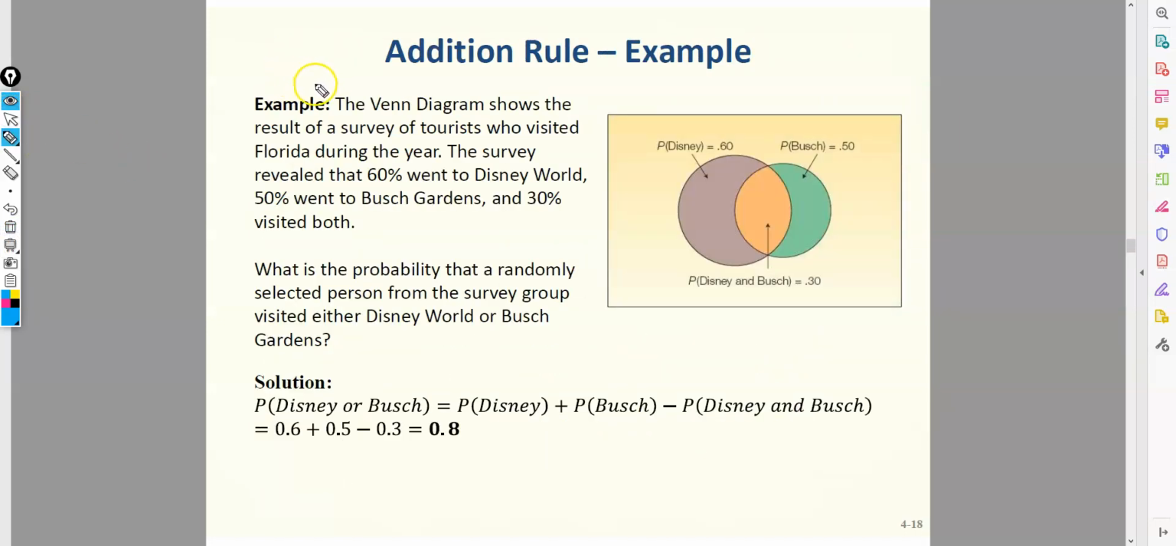Here we have another example. So in this example, we have a Venn diagram that illustrates the results of a survey of tourists who visited Florida during the year. The survey revealed that 60% went to Disney World, 50% went to Busch Gardens, and 30% visited both. Now this here is called a Venn diagram. It illustrates graphically the problem situation. You'll see these used a lot to illustrate probability topics and concepts. In this Venn diagram, the area of the rectangle here is 1, the total area.